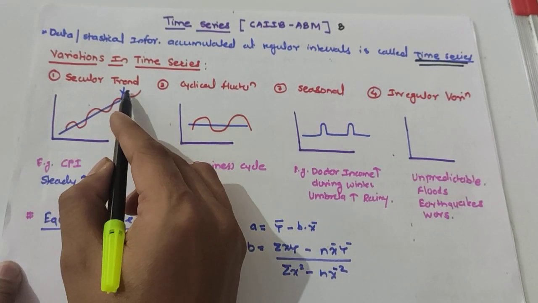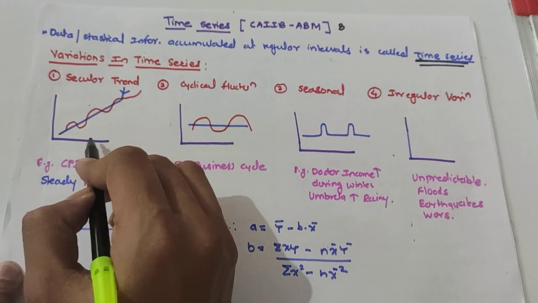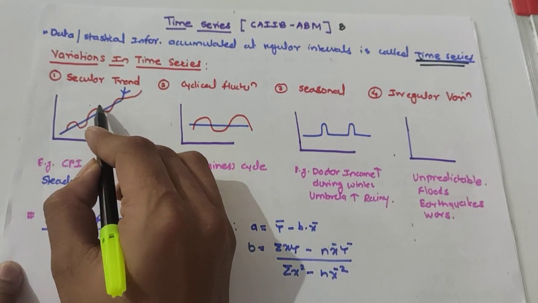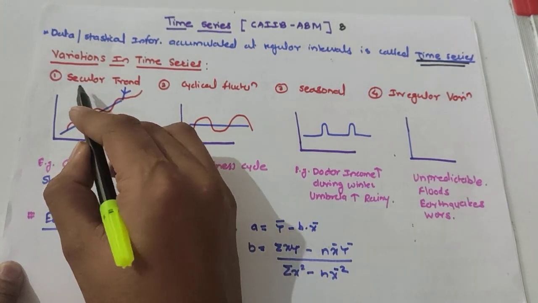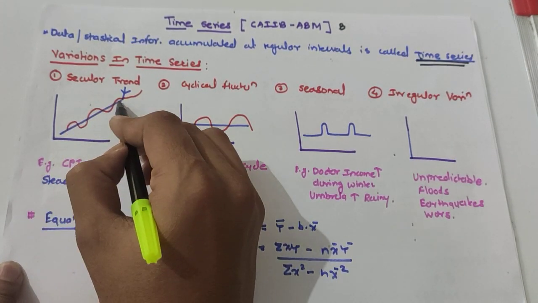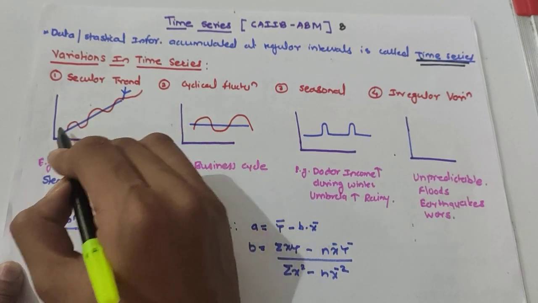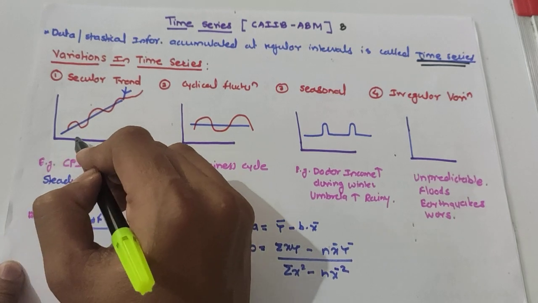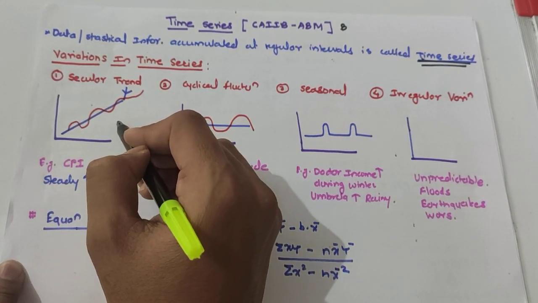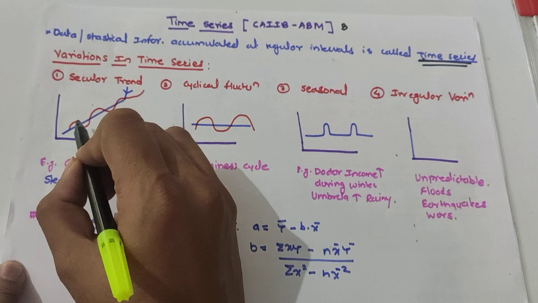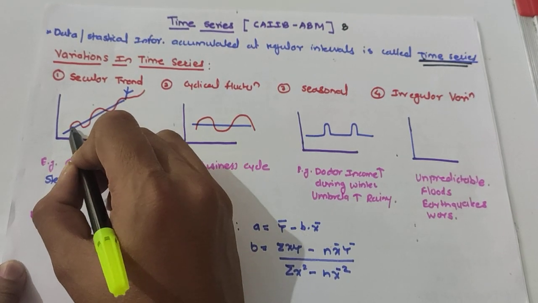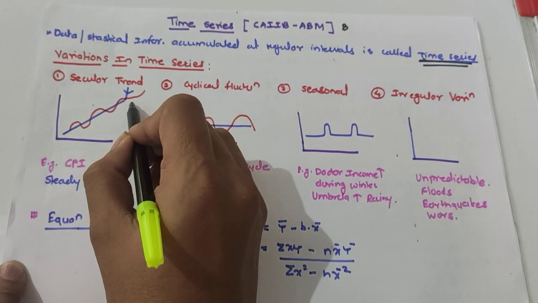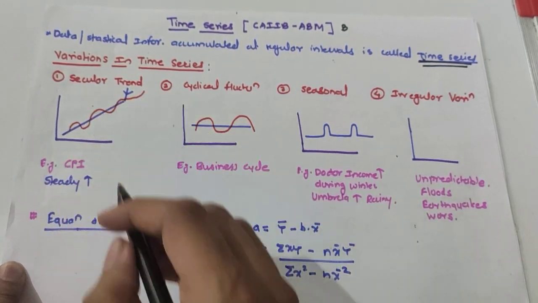So what is the secular trend variation? See, if the data is varying in upward direction, so what is secular trend? This line is secular trend. This blue color line is secular trend. That means with increasing value of x, the value of y also increases. That is gradual increase, right? So friends, if the value of y is increasing with respect to x, that is with time, in a gradual manner, then you can call it a secular trend.